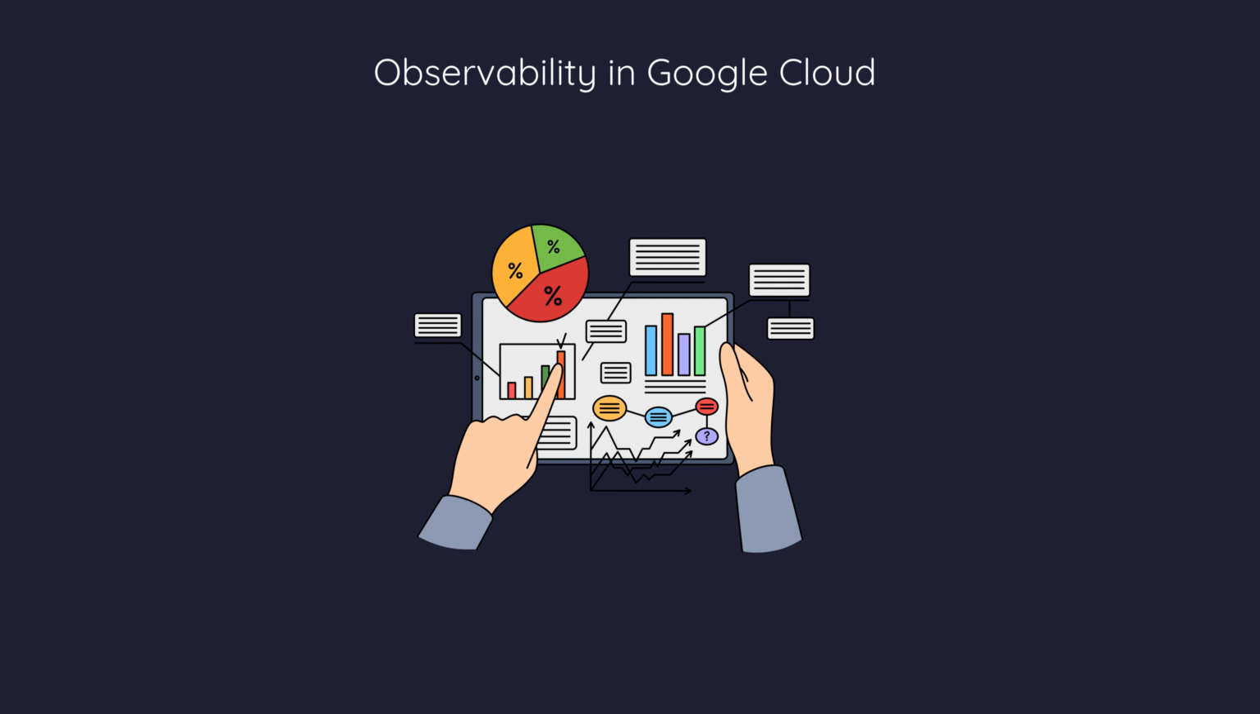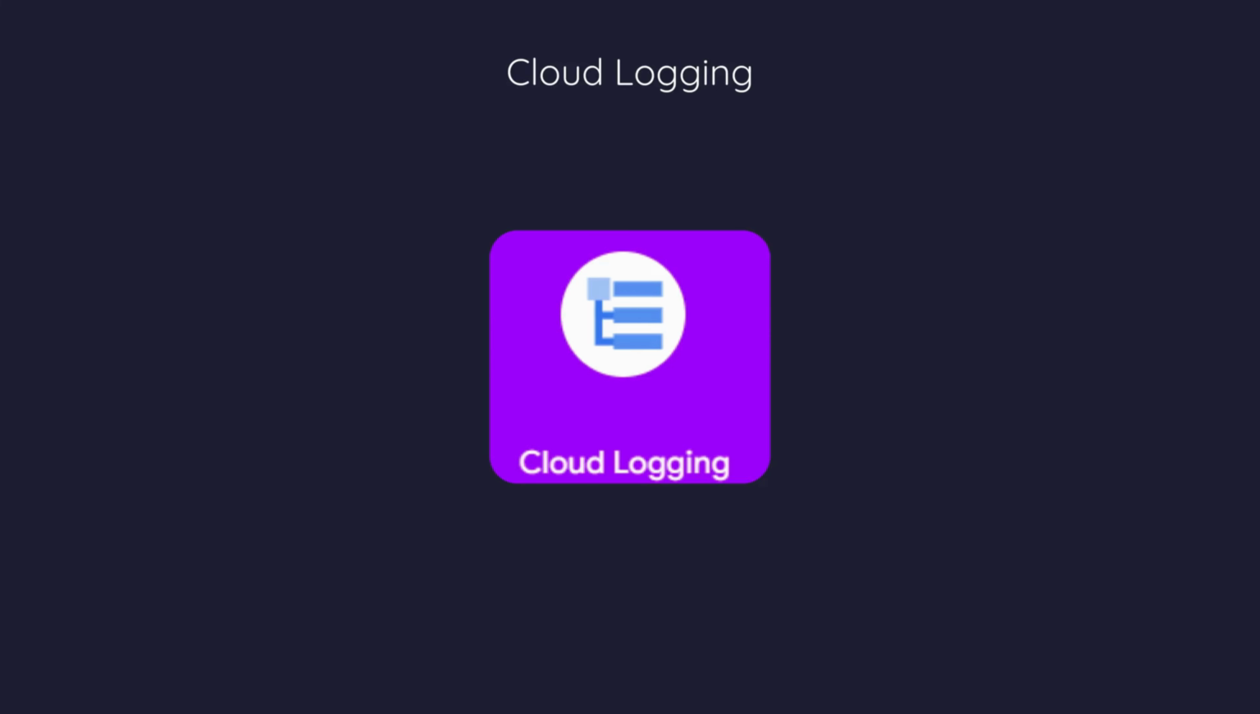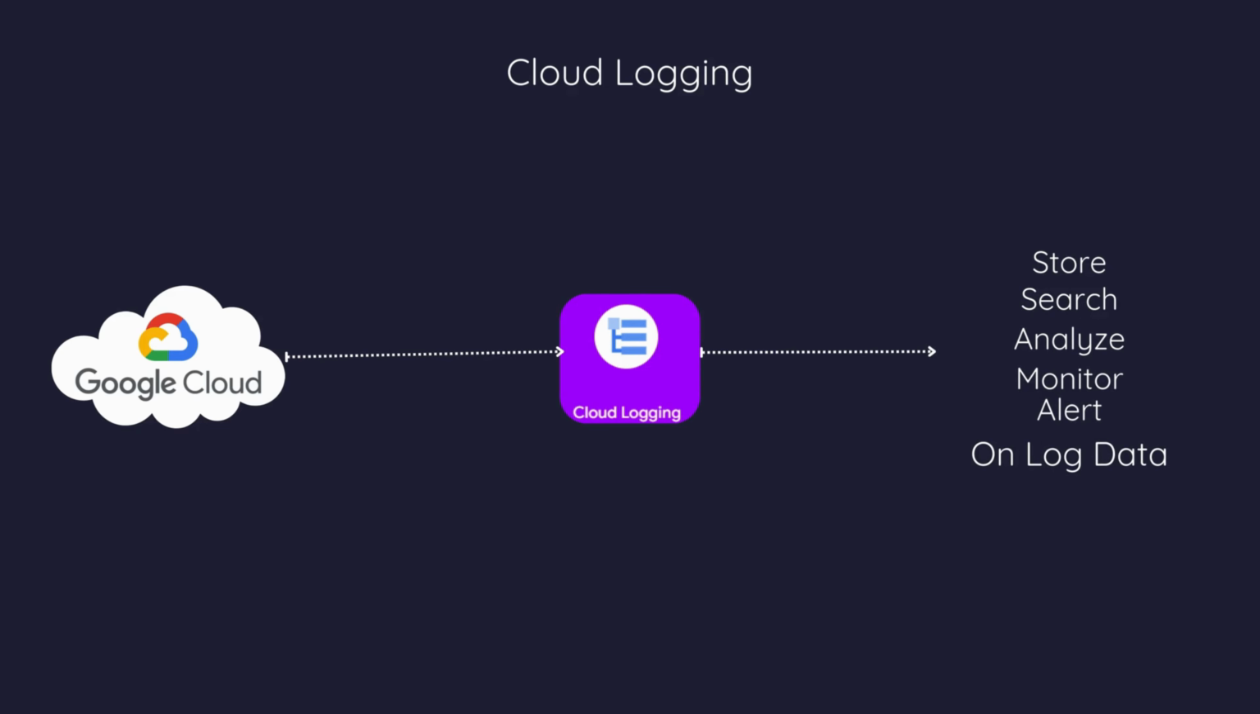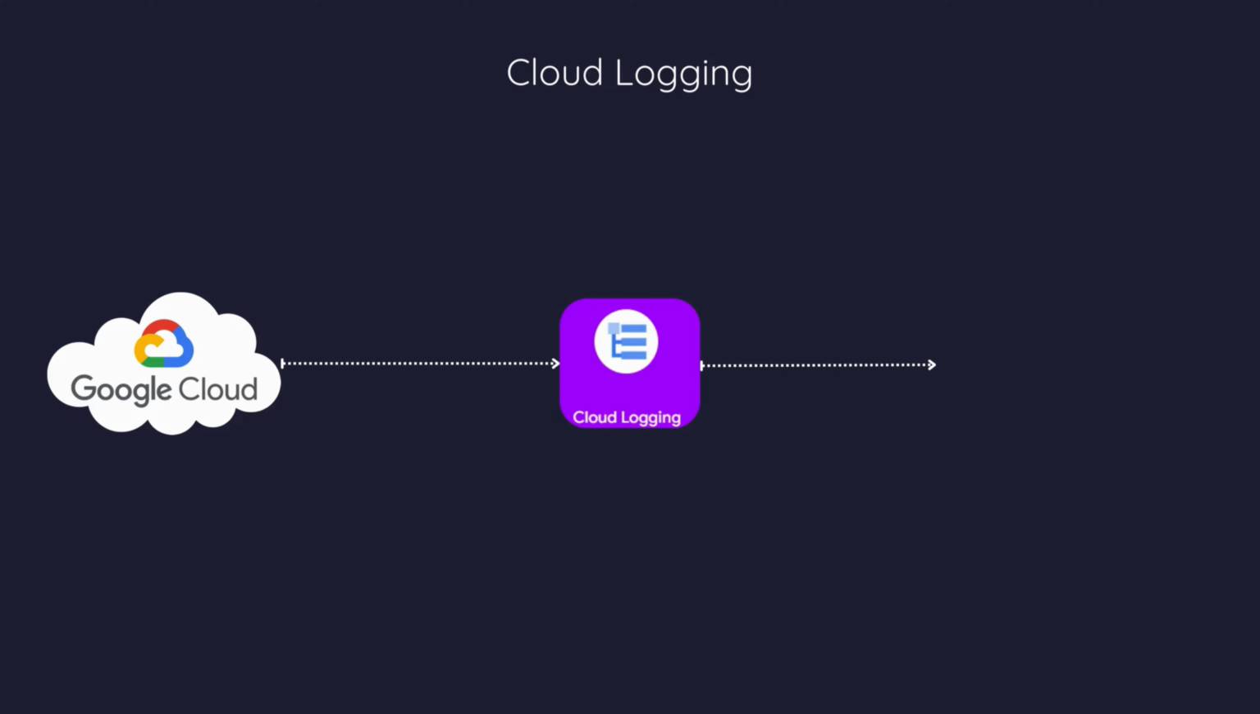Let's start with Cloud Logging. Cloud Logging is a fully managed, scalable log management service. It lets you store, search, analyze, monitor, and alert on log data and events from Google Cloud services, VMs, and even third-party services. It captures system and application logs, providing insights into what's happening in your infrastructure.